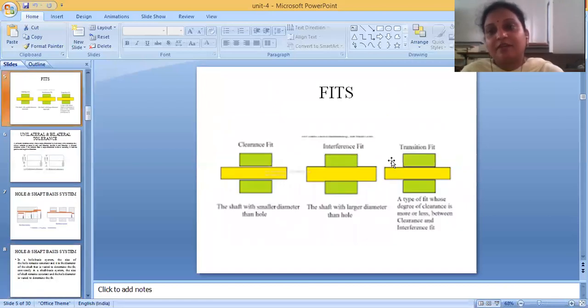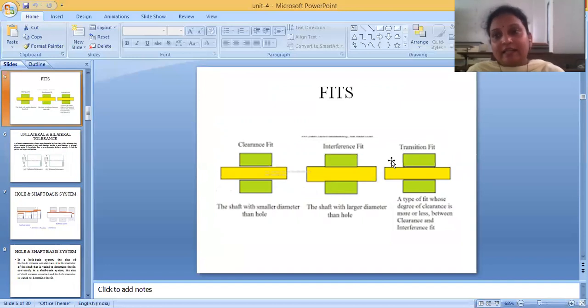Next, we have different types of fits. So here the first one is clearance fit. So what is clearance fit? See, if you have some hole, okay, in this hole you want to fit some shaft. So here, consider the difference between the diameter of the shaft and the diameter of the hole. If you can easily insert it and bring it out, then that is called a clearance fit. Here the size of the shaft will be very less and the size of the hole will be more.